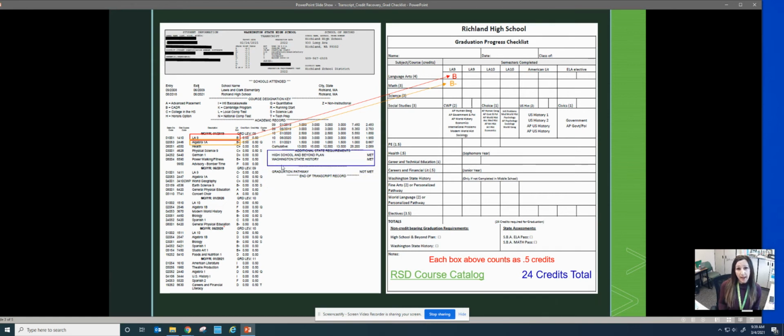So as far as the High School and Beyond Plan in Washington State history, there is a section right down here. If you have those met, you can see in this case, this student has met both of those requirements, so you would check those off. The graduation pathway, in this particular case, the student has not met that yet, but you would then leave that blank in this section down here. If it's met, of course, you would check those both off.